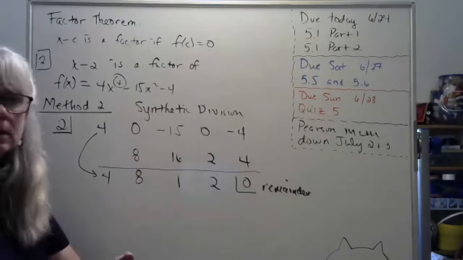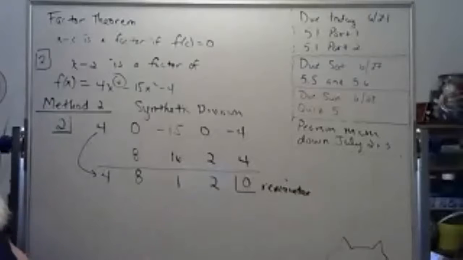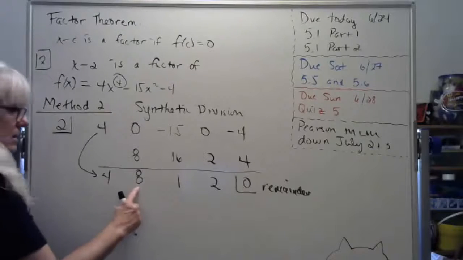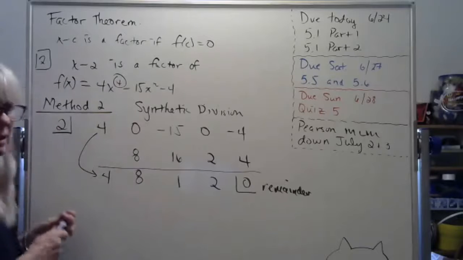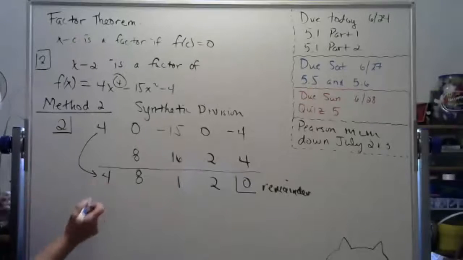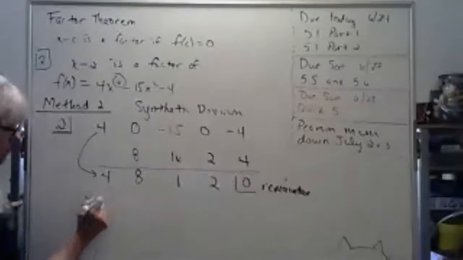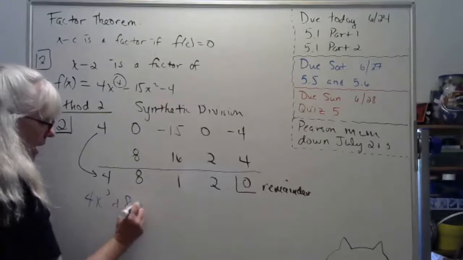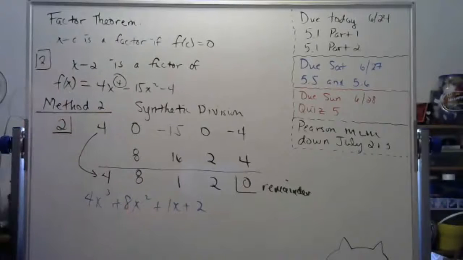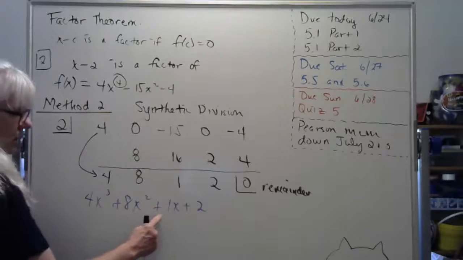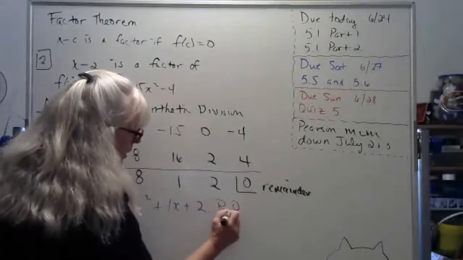So that gave me the same result as plugging the 2 into the function, but it also gives me something really, really important. These numbers sitting right here become the coefficients on the depressed equation. So I'm kind of skipping ahead, but I think it's good to put it in right here. So that 4 belongs to an x cubed. I'll have an 8x squared, I'll have a 1x, and a positive 2. If we had done the long division by putting the x minus 2 on the outside, this on the inside, and going through the long division process, we would end up with, as a polynomial answer, 4x cubed plus 8x squared plus 1x plus 2, with a remainder of 0.